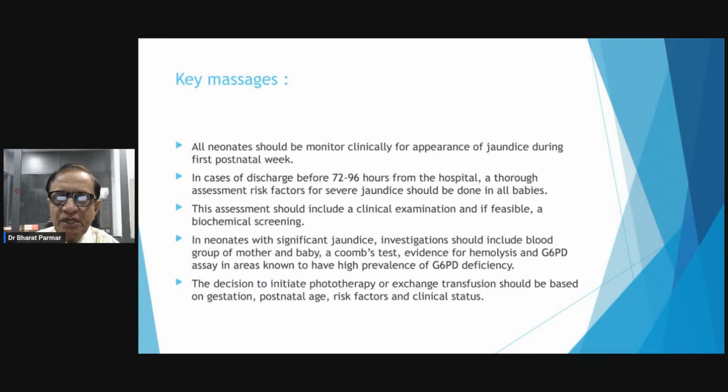This assessment should include clinical examination of the baby and, if feasible, biochemical screening with serum bilirubin. In a neonate with significant jaundice, investigations should include blood group of mother and baby, Coombs test, evidence for hemolysis, hemoglobin electrophoresis, and G6PD assay in areas known to have high prevalence of G6PD deficiency. The decision to initiate phototherapy or exchange transfusion is based on gestational age of the baby, postnatal age, risk factors, and clinical status of the baby.